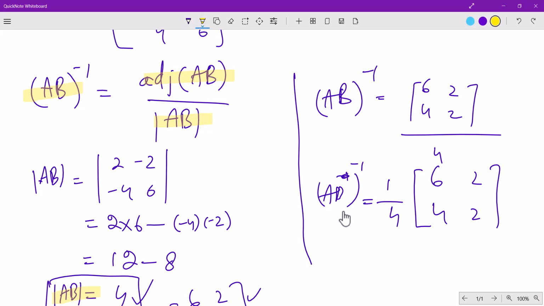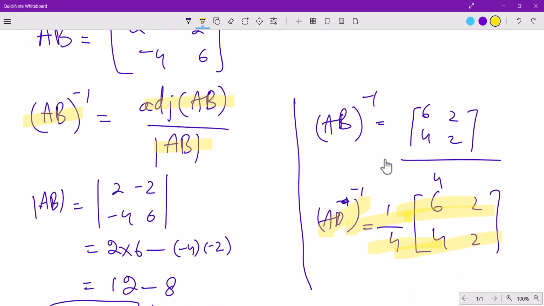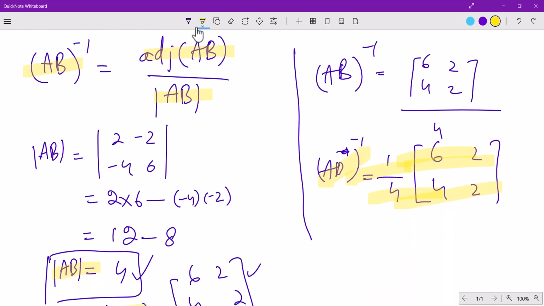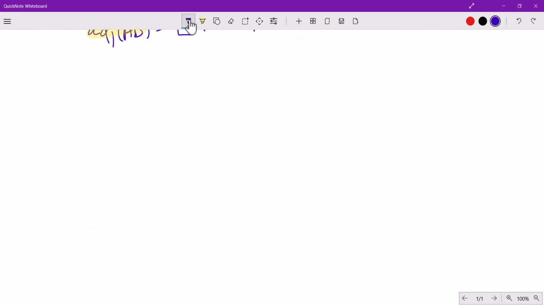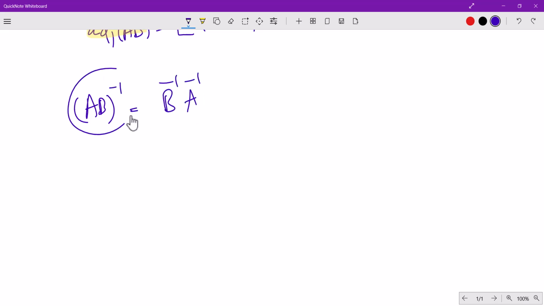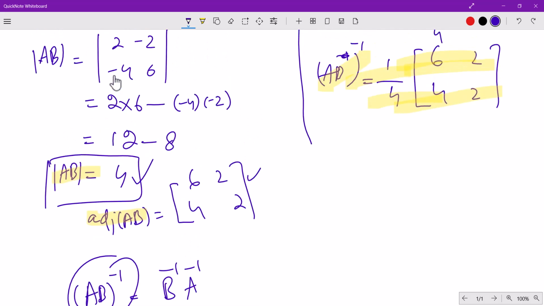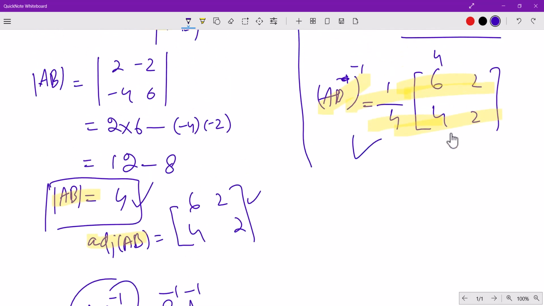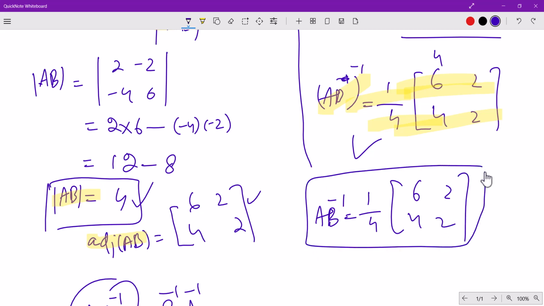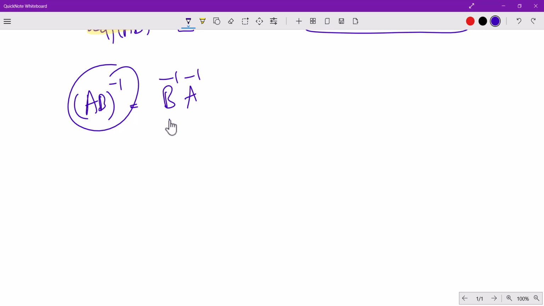This is the left hand side. Now we find the right hand side, also. (AB) whole inverse is equal to B inverse into A inverse. So we get 1 divided by 4, 6 2 4 and 2. (AB) whole inverse is equal to 1 divided by 4, 6 2 4 and 2. Now we find B inverse into A inverse.